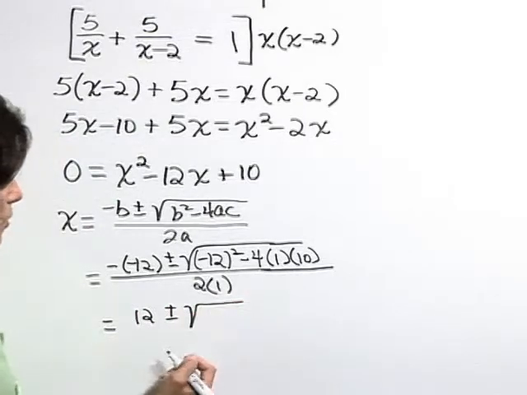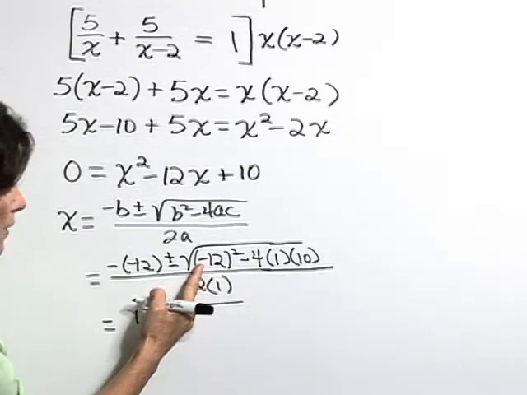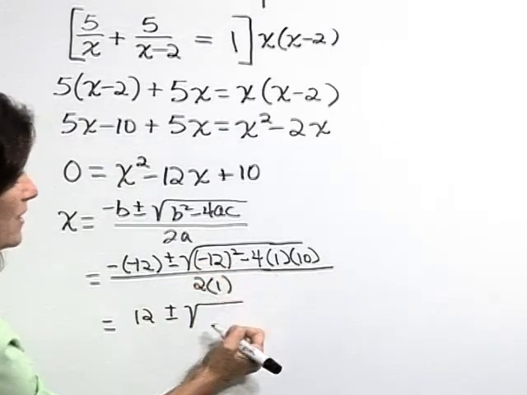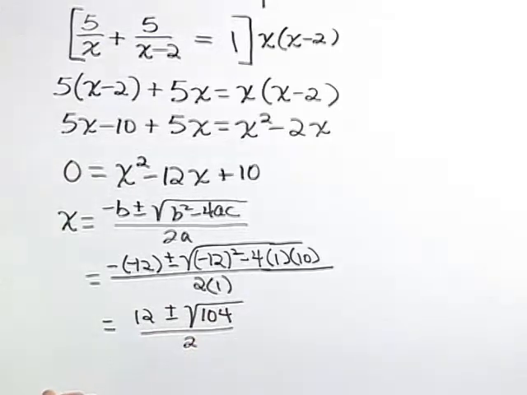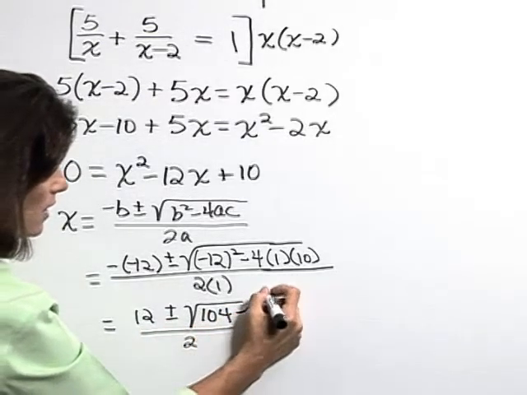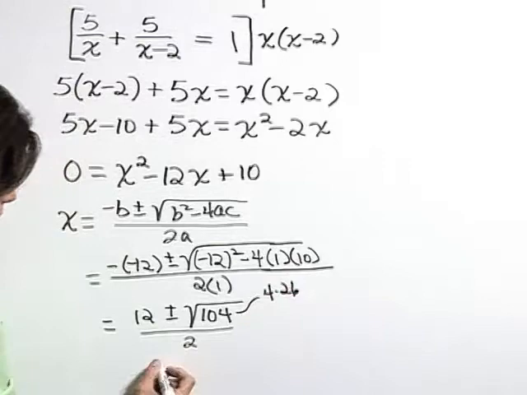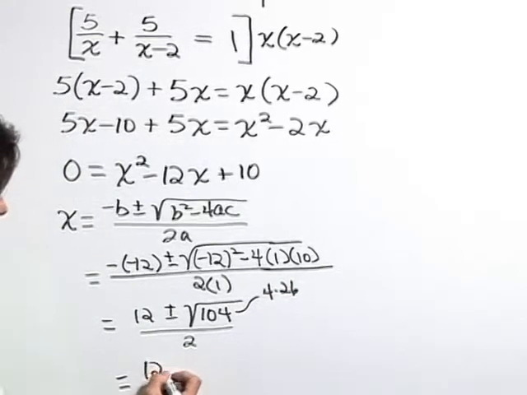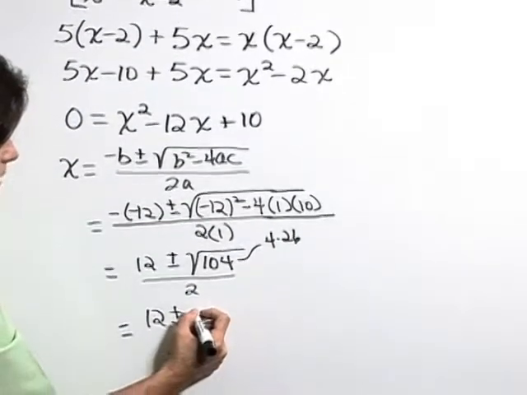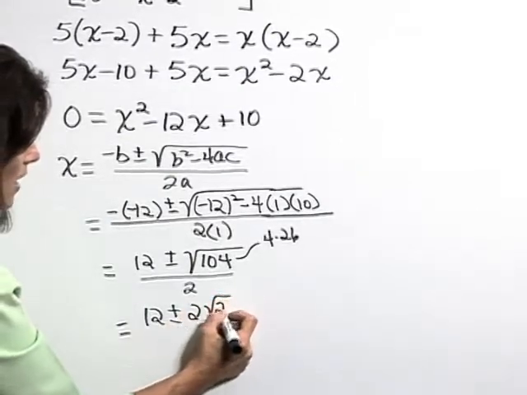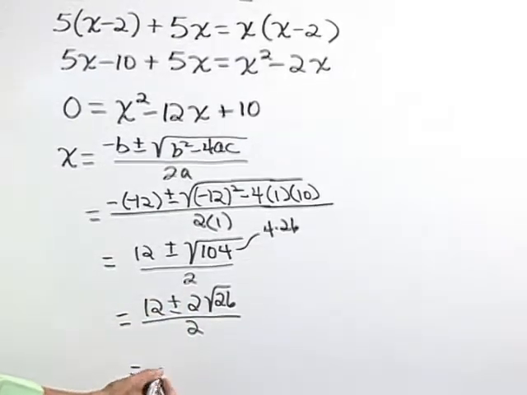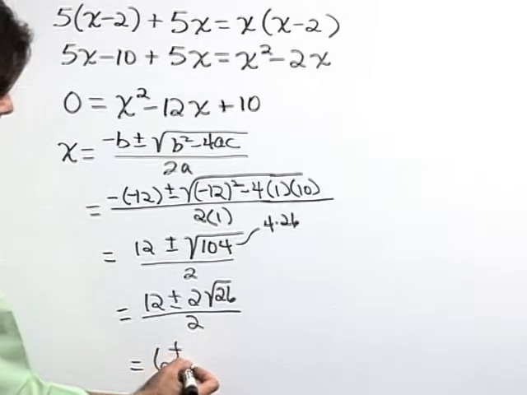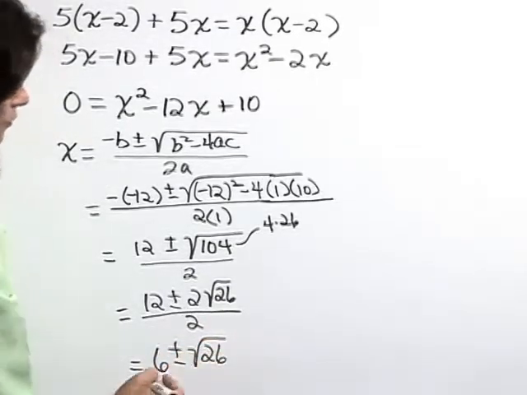Underneath that radical, we've got 144 minus 40, that's 104, all over 2. That 104 is 4 times 26, so let's simplify that a little bit and write this as 12 plus or minus the square root of 4, which is 2, that comes out. 26 stays underneath. Lastly, let's simplify by dividing that 2 into both terms and writing this as 6 plus or minus the square root of 26.